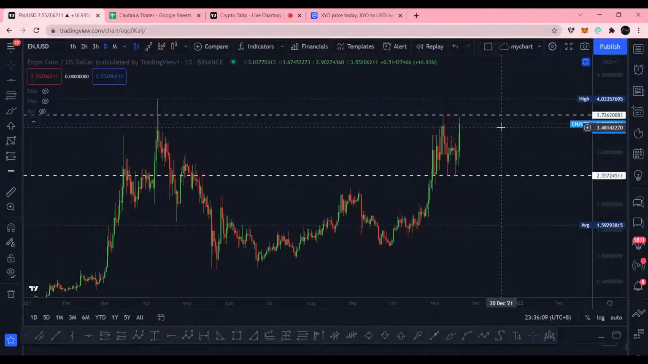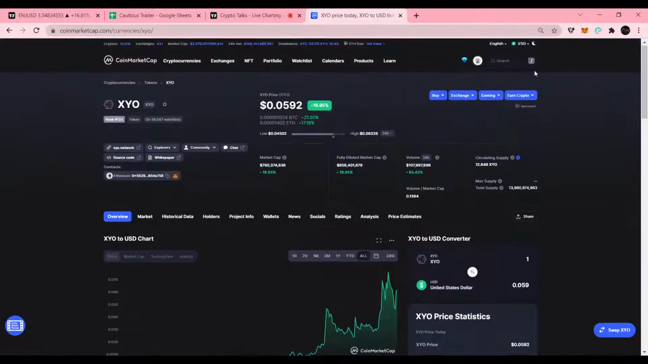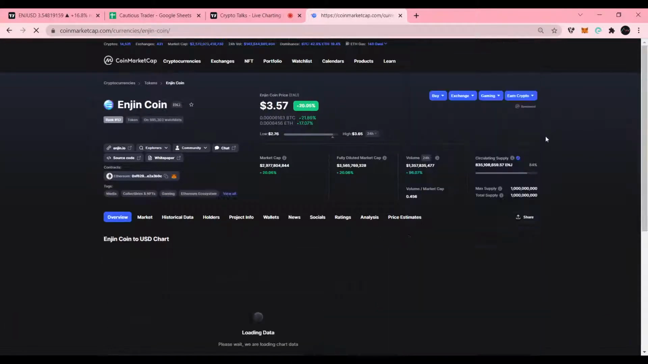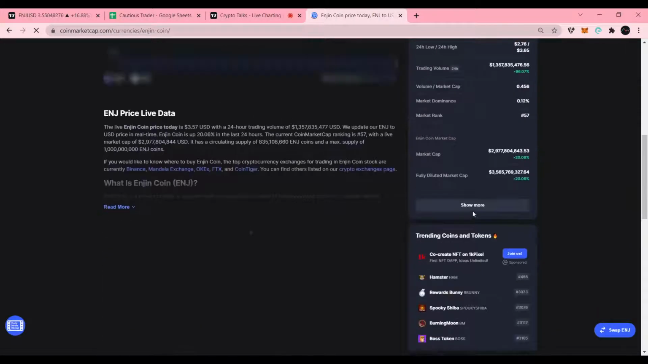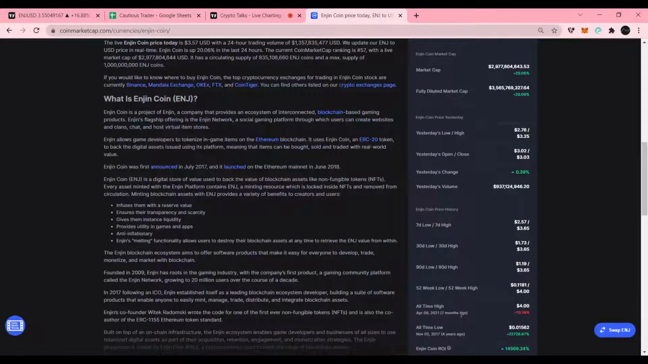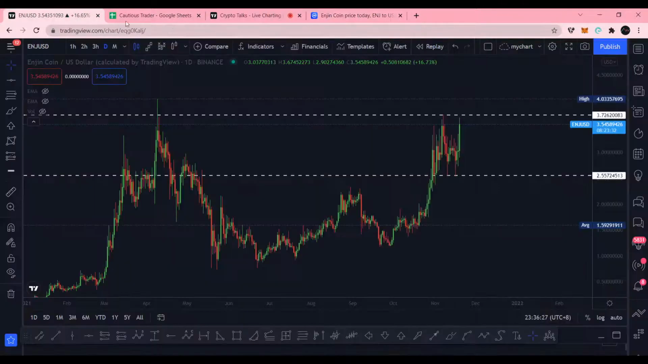And then $4. Was $4 the high of Enjin? Now we'll just check if this is the right chart. $4, which is 7 months ago. 7 months? April. Ah, okay.